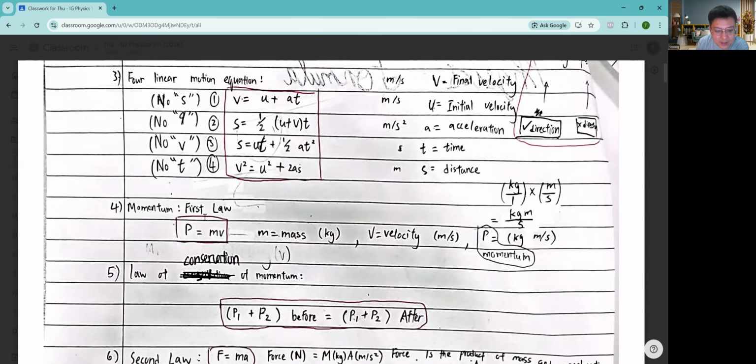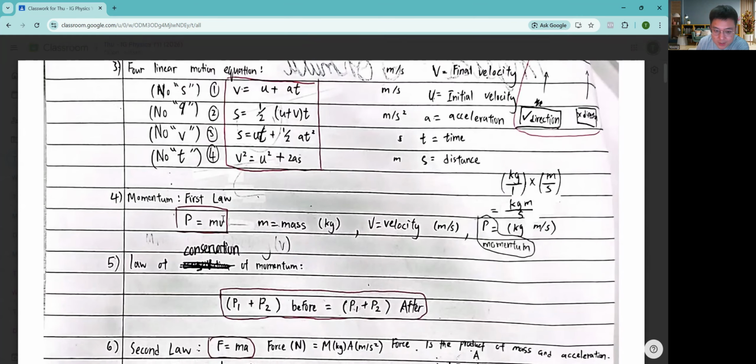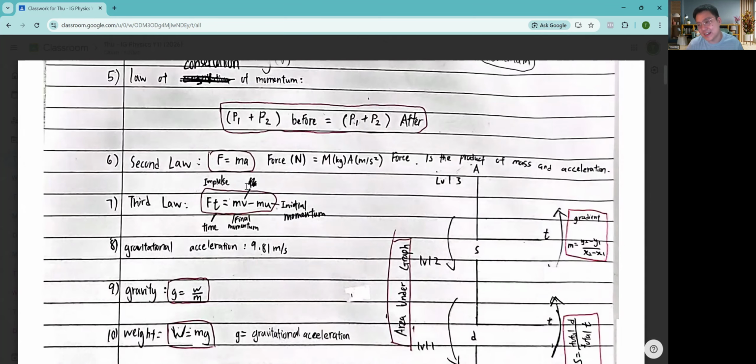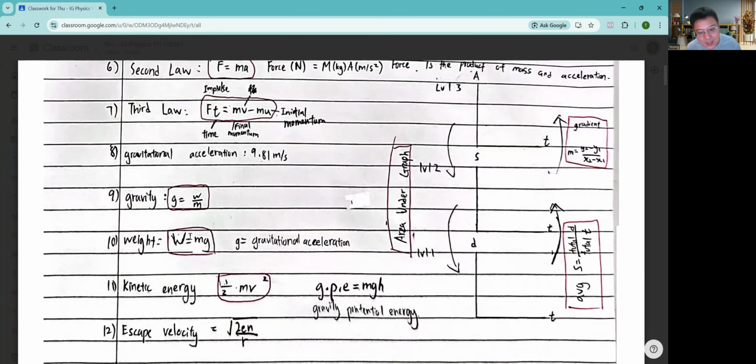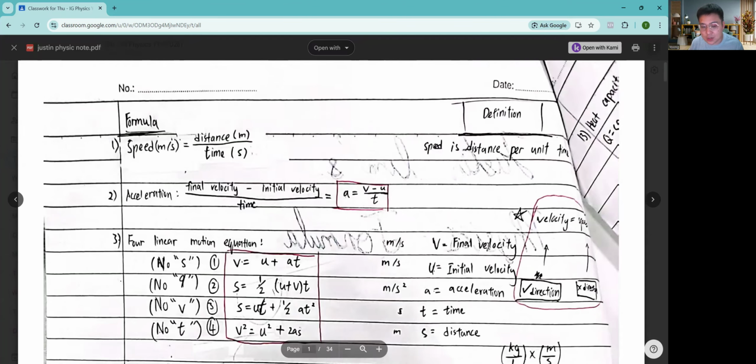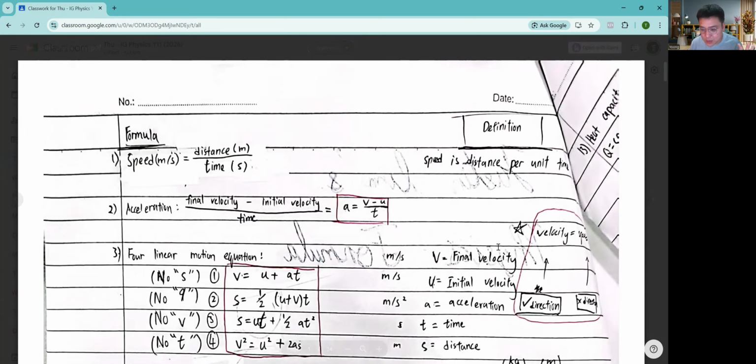What else? Momentum, which is mass multiplied by velocity. At this point, I'm just reading out the formula. I hope students are clear. You can read it by yourself as well. This one, F equals ma, third law. Gravity, weight. And in the coming week, we will be learning some graphs and calculations on speed, distance, and acceleration. Not too much. That's about it for this week's class.